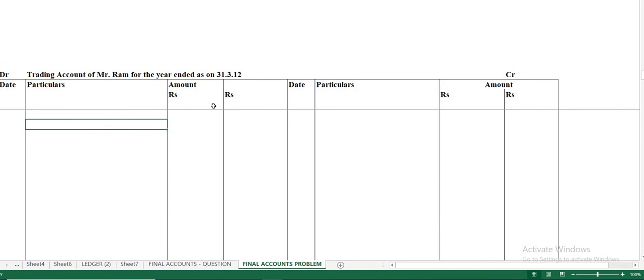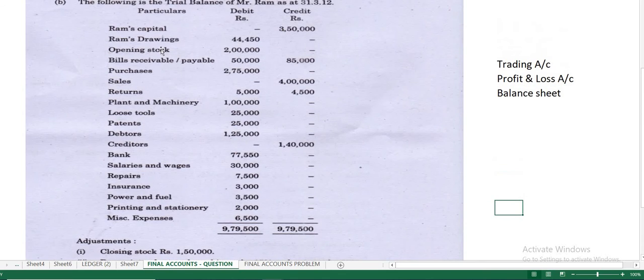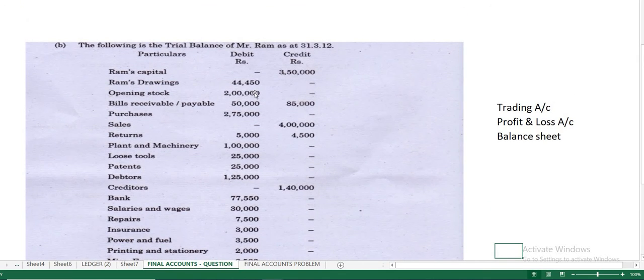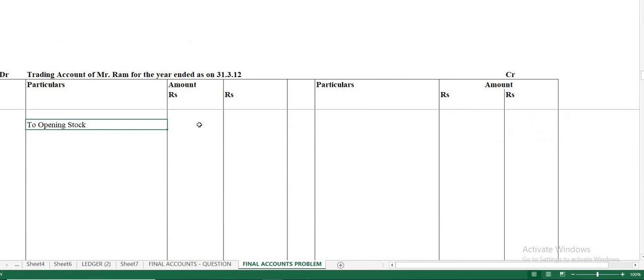Okay, then the first item will be the opening stock on the debit side. So you don't have the date column and all, you just skip out the date column and straight away go to the particulars column. Okay, so the first item will be the opening stock, which will be given in the trial balance of your question. So go to the question. Opening stock is here. Opening stock is 2 lakhs. So just give that amount as 2 lakhs. Final column you can just enter. Okay, and go to the next item.